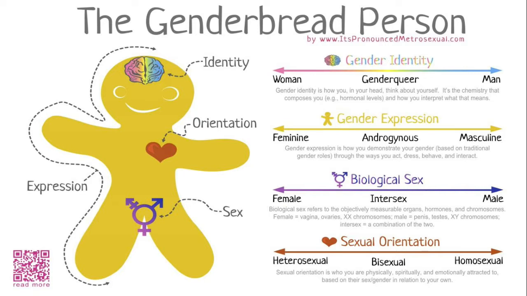Intersex generally is a combination of X and Y chromosomes beyond male and female chromosomes with manifestation of various combinations or no secondary sexual characteristics. And lastly, sexual orientation. Sexual orientation is who you are physically, spiritually, emotionally, and romantically attracted to based on their sex, gender identity, and gender expression in relation to your own.